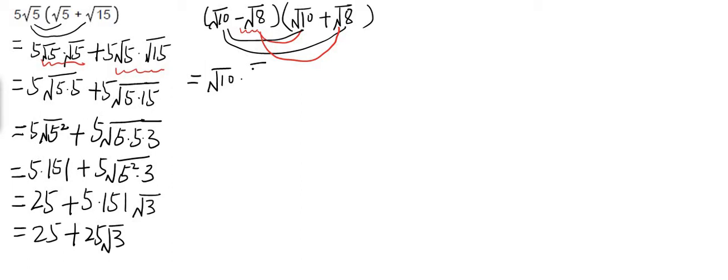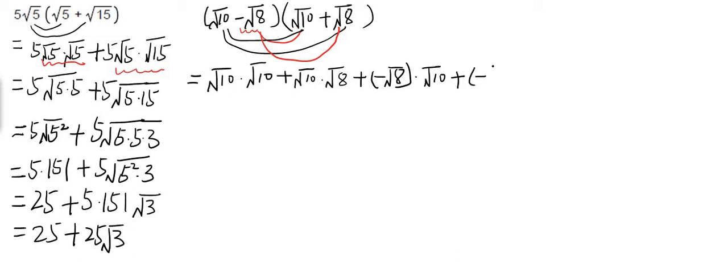Square root 10 times square root of 10, square root of 10 times square root of 8. Okay, and again for the second term, negative square root of 8, we use a bracket or parenthesis, times square root of 10. Okay, and this guy, negative square root of 8 times square root of 8.